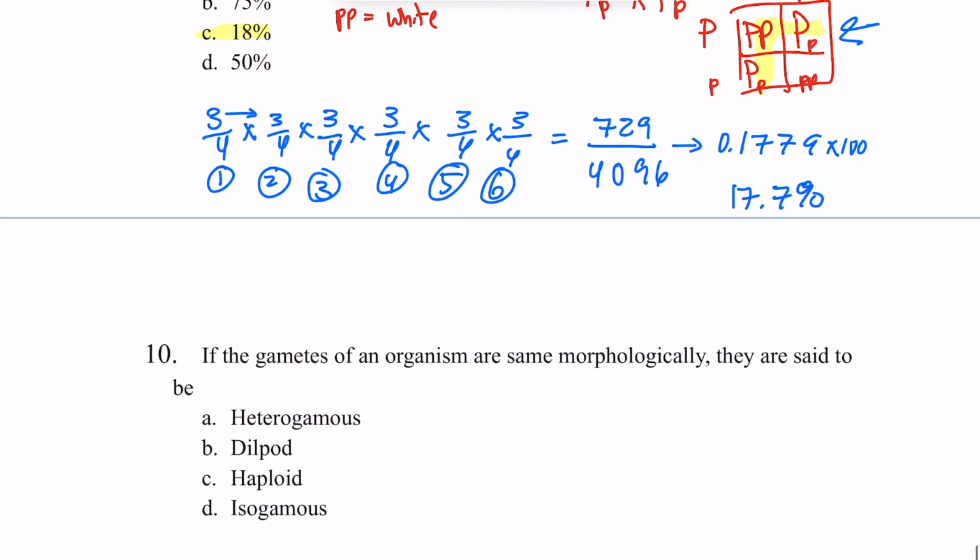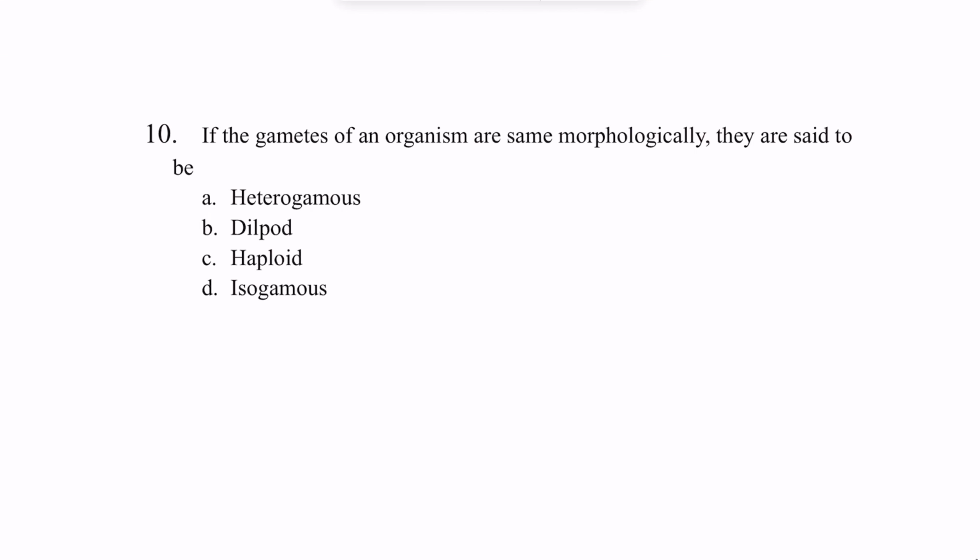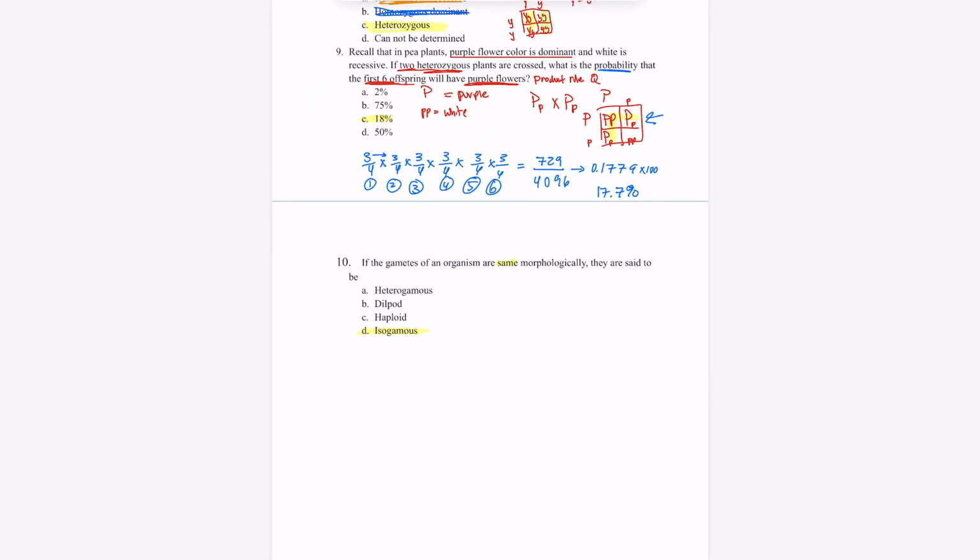Okay, so for number 10, if the gametes of an organism are the same morphologically, they are said to be, keyword here is same. Correct answer is D, isogamous. So that's it for worksheet number 3.